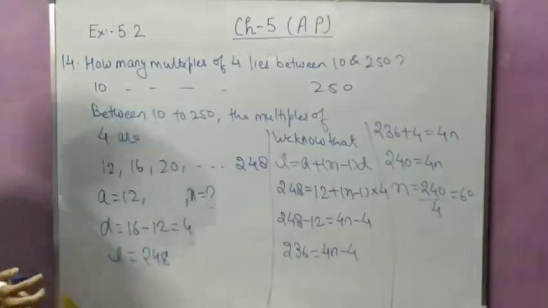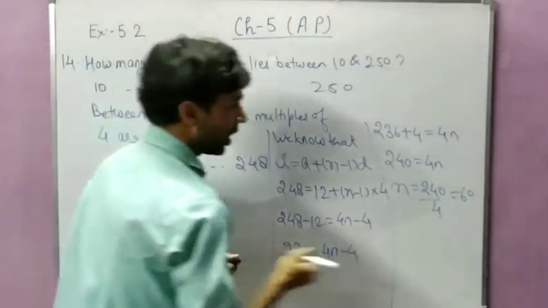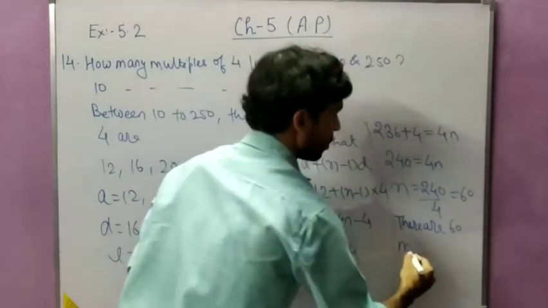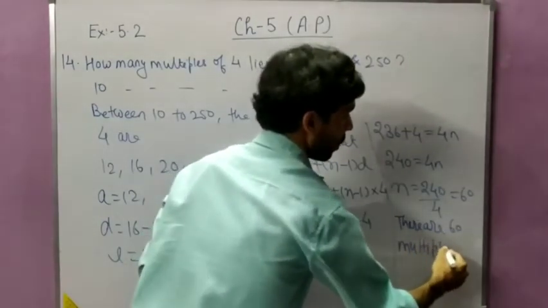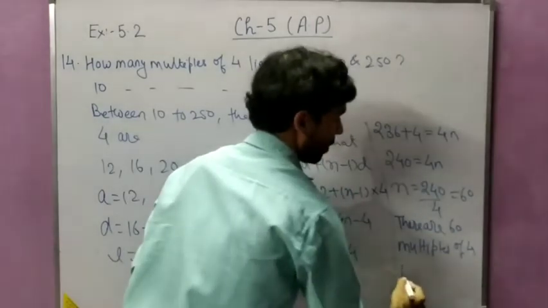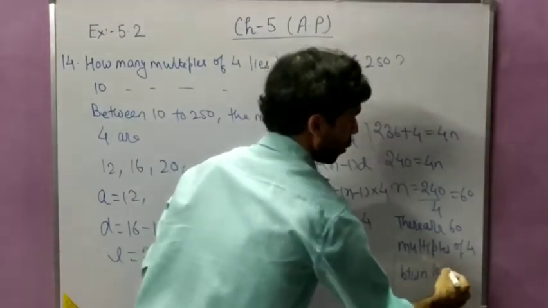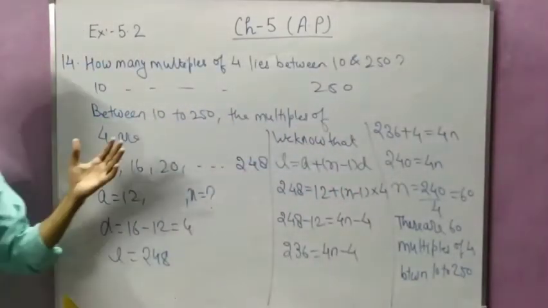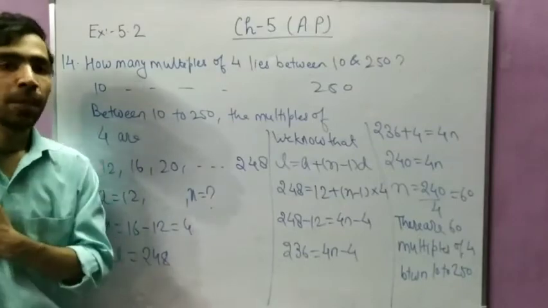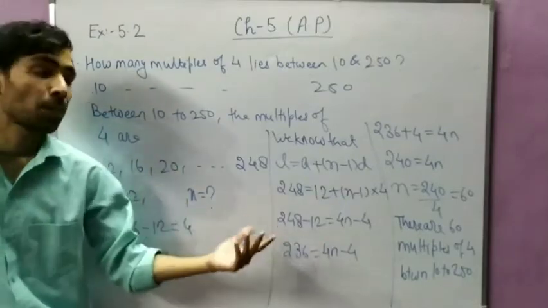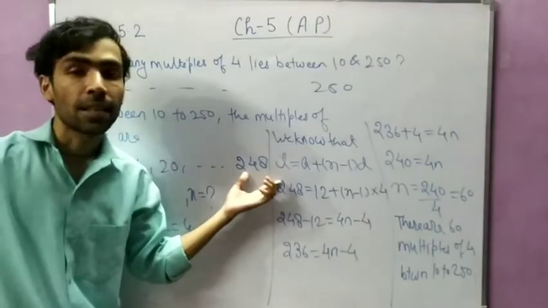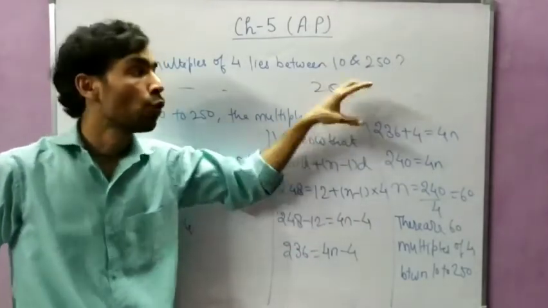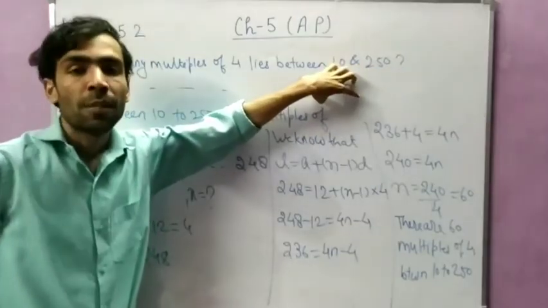So there are 60 multiples of 4 between 10 and 250. First write the first multiple, that is 12, and the last multiple, that is 248. That comes by checking whether this is a multiple of 4 or not. So I divided 250 by 4, and the remainder comes 2.